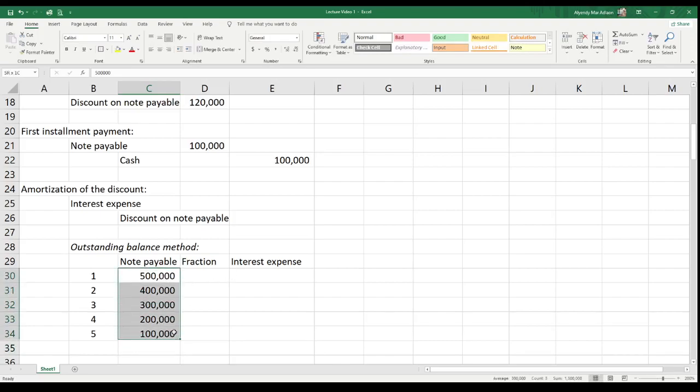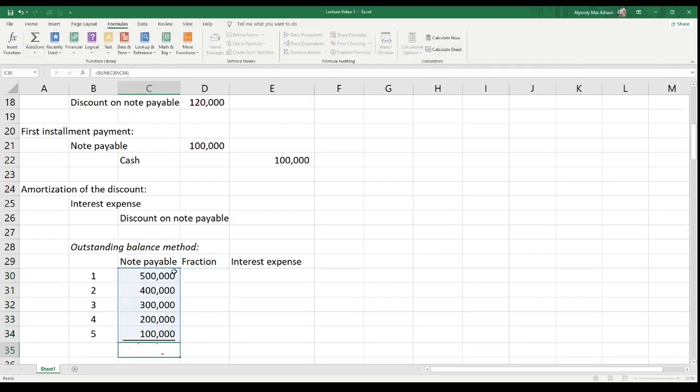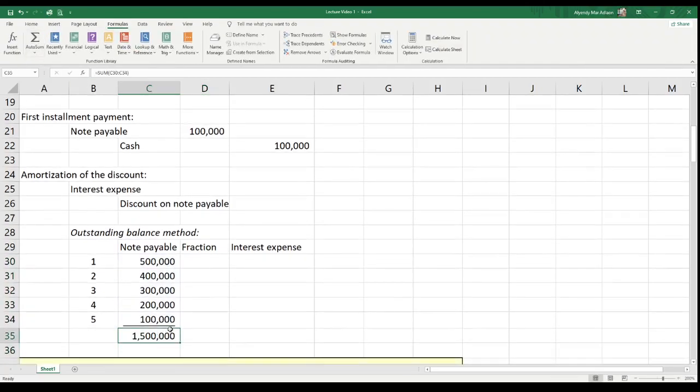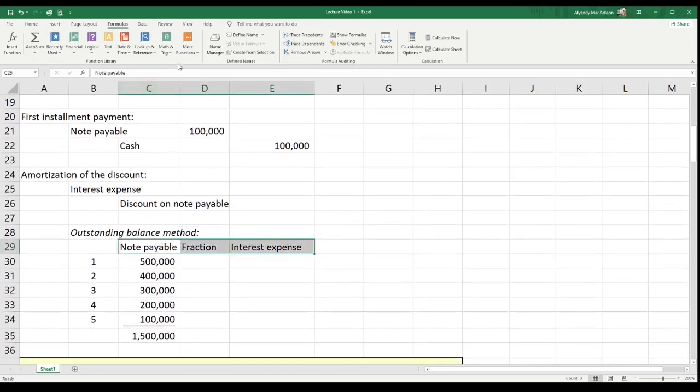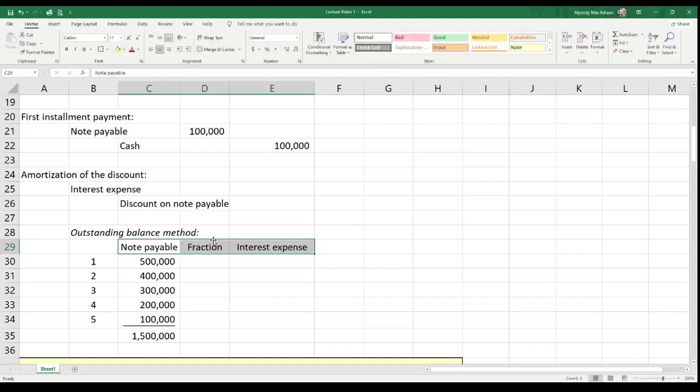Okay, so through these balances, we are going to make a fraction. So class, take note that I am going to get the total of all these amounts, but it doesn't mean that 1,500,000 is the total of our note payable. Okay, this is just for purposes of making a fraction, but not necessarily the total of the debt. Because take note, these are cumulative balances. Okay, so for purposes of the fraction, we will total it.